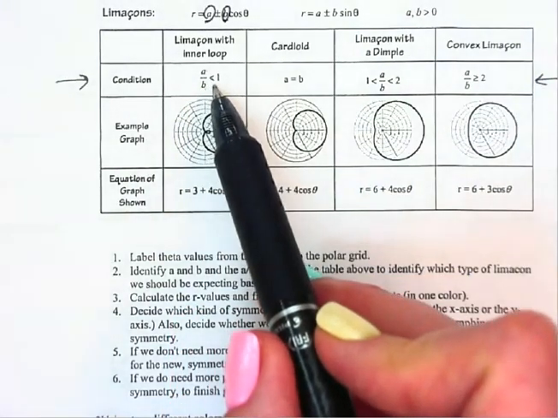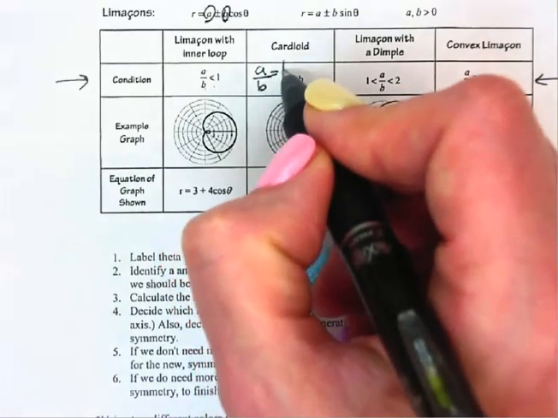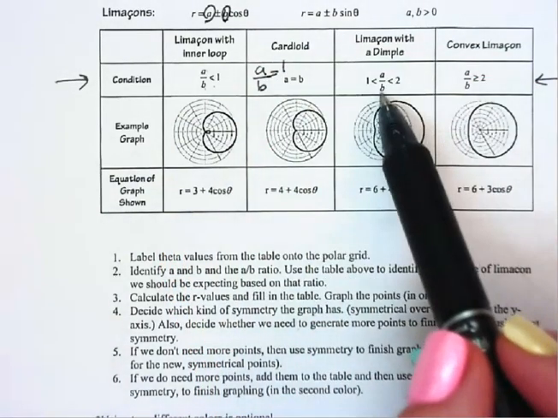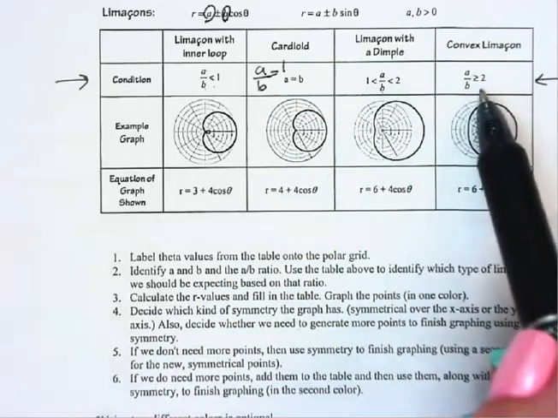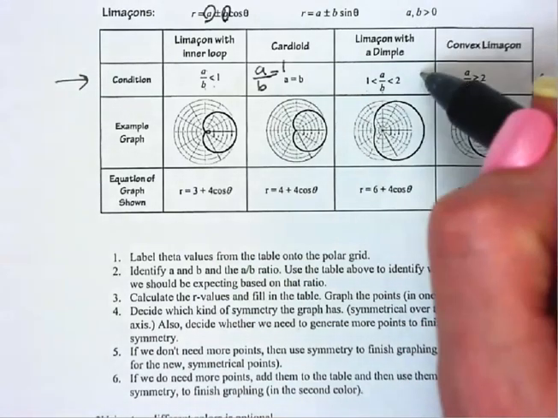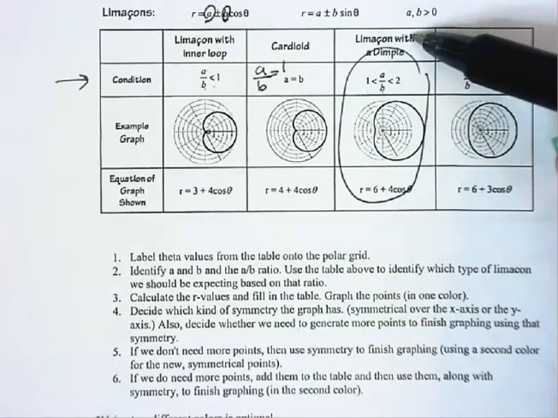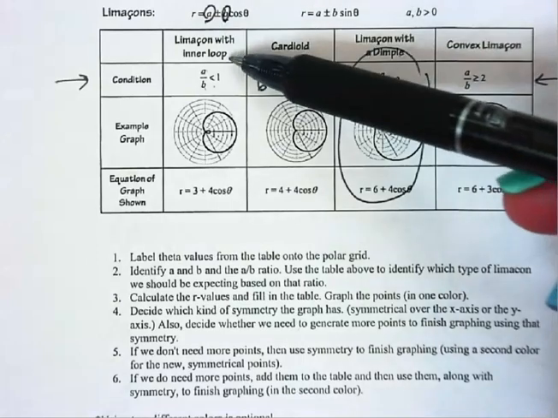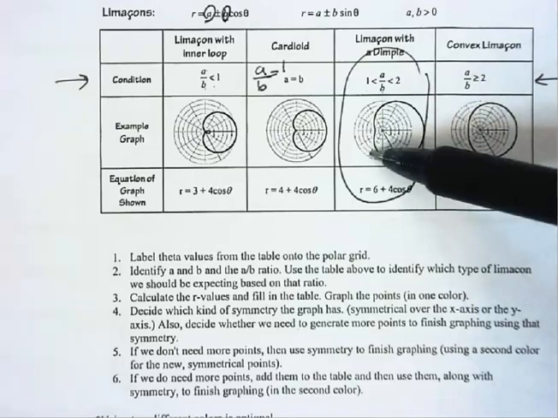Is that ratio less than 1? If A were equal to B, then that ratio would be equal to 1. Is that ratio greater than 1 but less than 2, or is it greater than or equal to 2? And this is the situation that we have right here. So we know we're going to have a limaçon with a dimple. Our previous problem had the inner loop. This one's just going to come to a point and then pop back out.